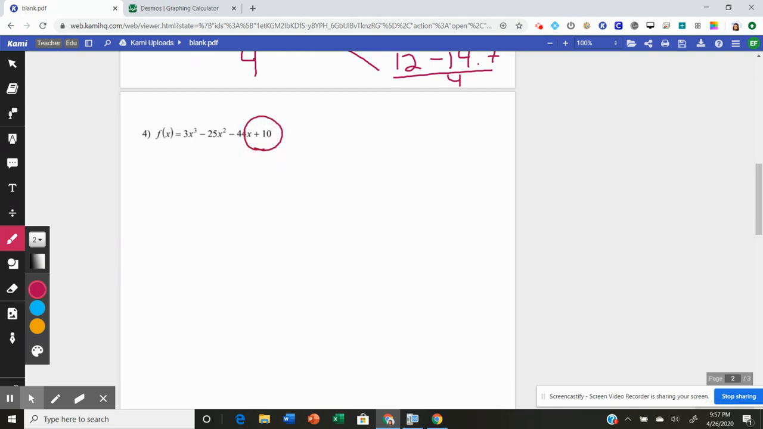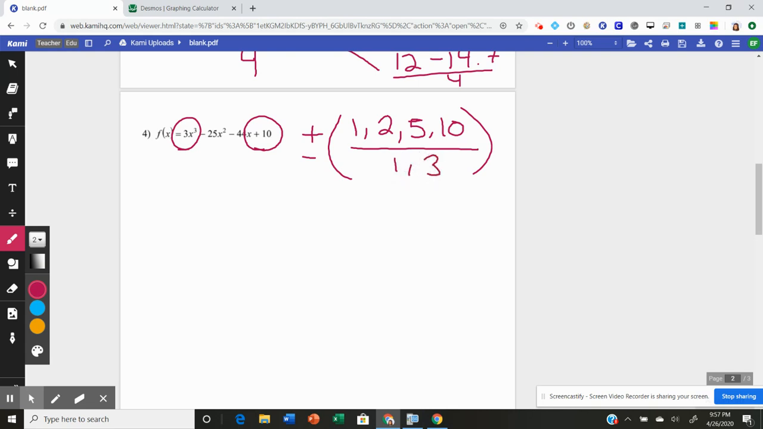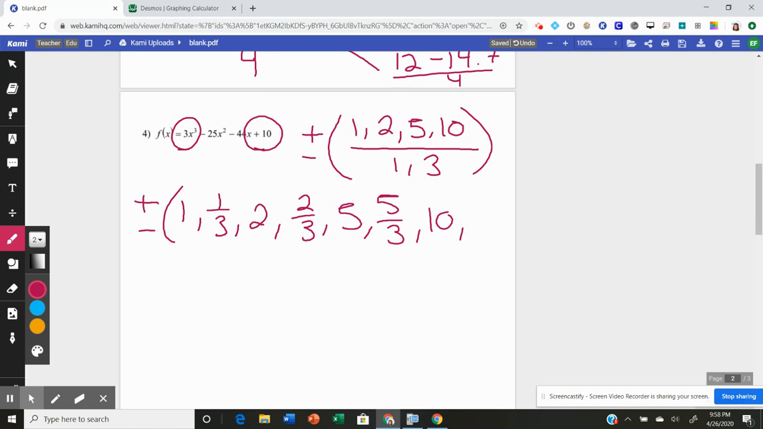We need to look at our constant term here and list out all the factors. So factors of 10 are going to be 1, 2, 5, and 10, divided by factors of our leading coefficient here, which is 1 and 3. So we need to test out 1 divided by 1 is 1, 1 divided by 3, 2 divided by 1, 2 divided by 3, 5 divided by 1, 5 divided by 3, 10 divided by 1, and 10 divided by 3.